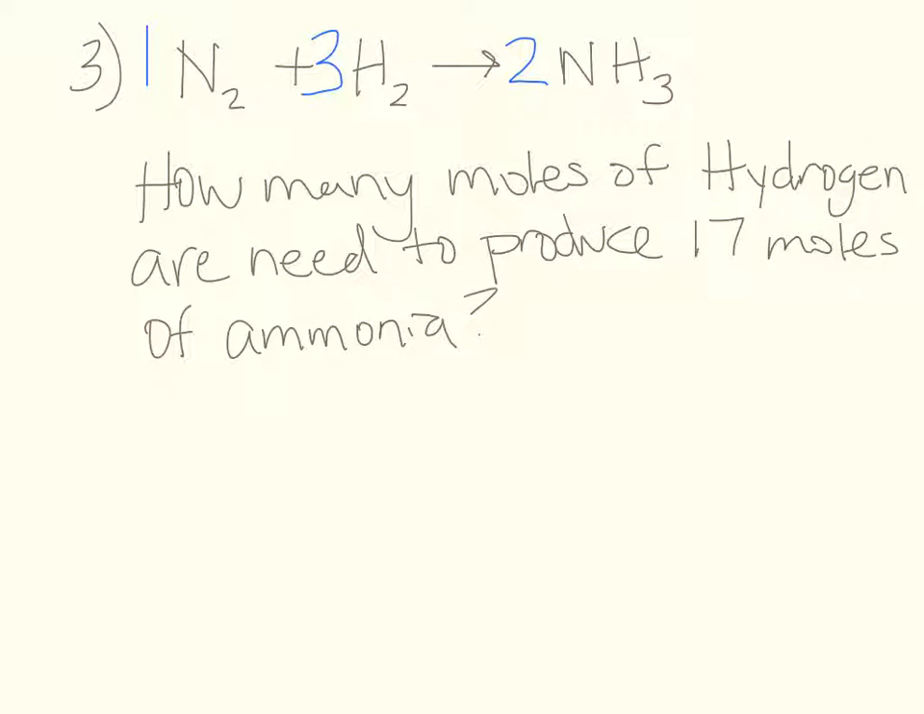Okay, it says how many moles of hydrogen, okay, that's our H2. So how many moles of hydrogen, that's our X, are needed to produce 17 moles of ammonia. So now, instead of working with 2 moles like our recipe says, we're going to be making 17 moles. So we need to figure out how much hydrogen we need to use. Okay. All right, so let's take a look at the ratio between hydrogen and ammonia.